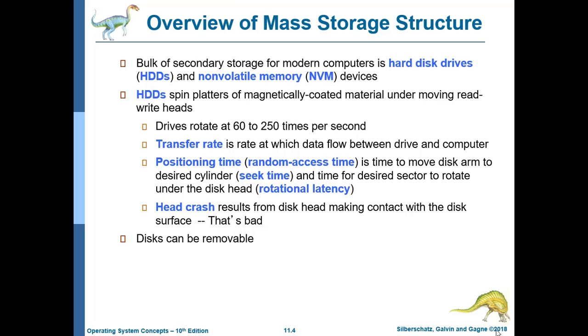A head crash results from the disk head making contact with the disk surface. That's bad. Why? Hard disk drives read data by means of magnetism, so there should not be any contact with the surface of the hard disk drive. A head crash means that at some point there is contact of the read-write arm with the surface of the hard disk drive, and it will create damage. That's why it's called a head crash, and it results in a bad sector.